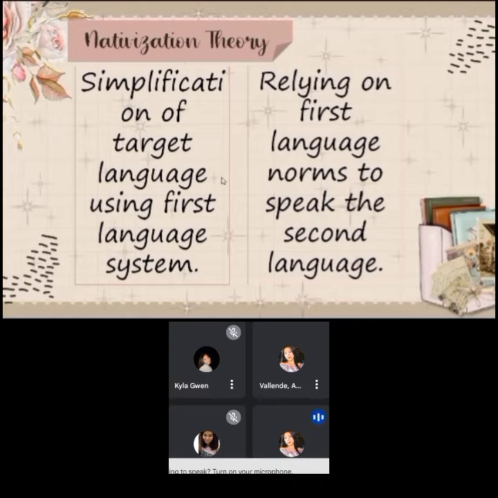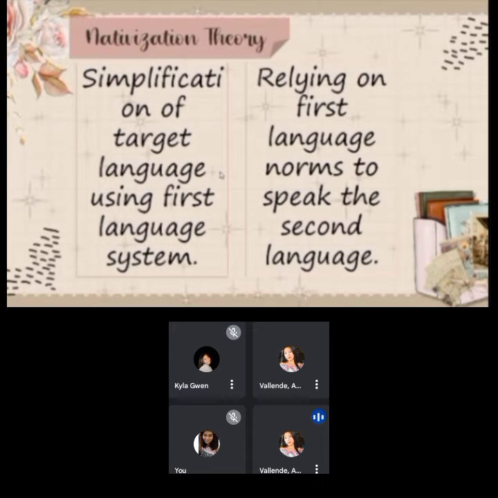When we acquire a second language in the early stages, we tend to speak it in the same way we normally speak our first language. Sometimes we just didn't know the rules of our target language. So we rely on our first language system and try to speak the second language in the system of our first language. Therefore, we simplify the target language using our first language system or prior knowledge we have in order to speak it.